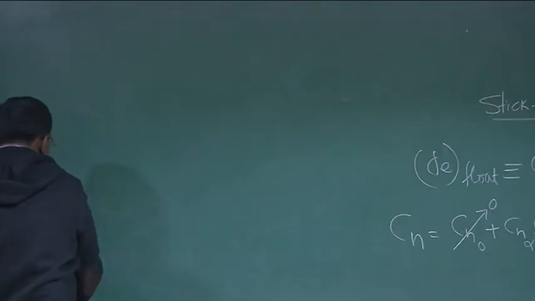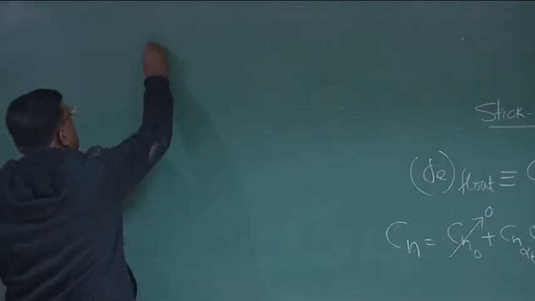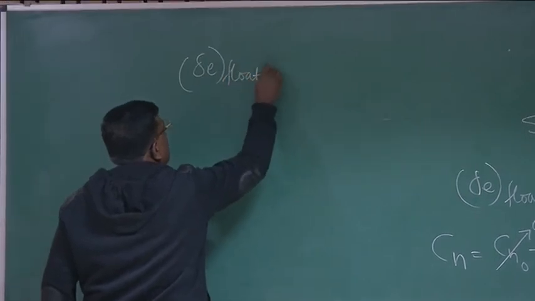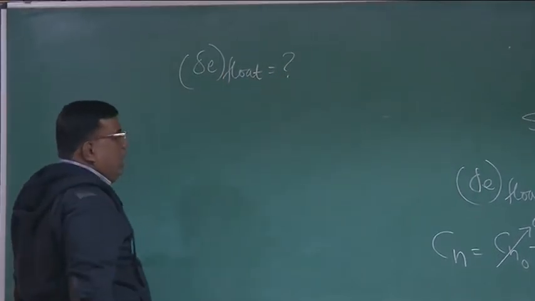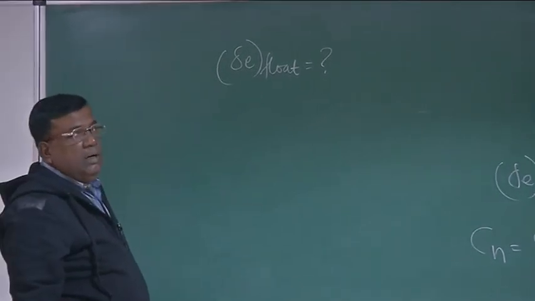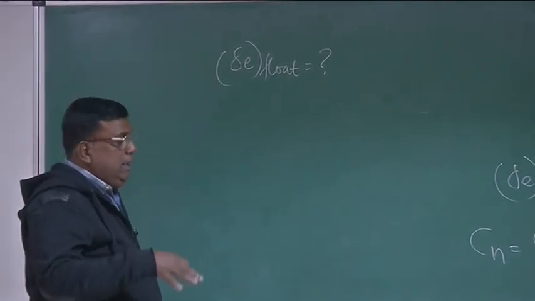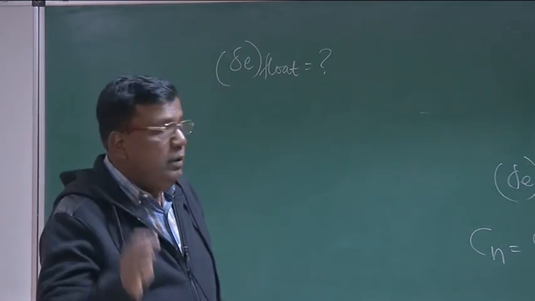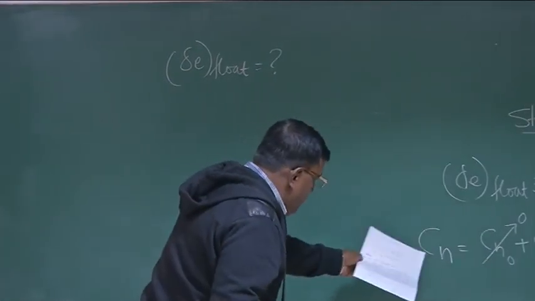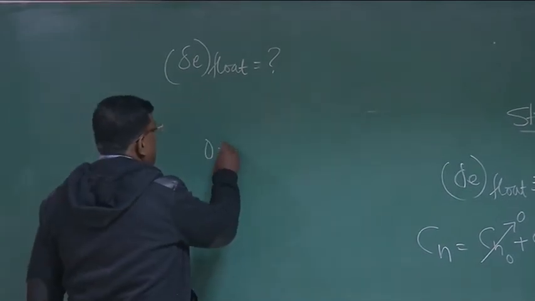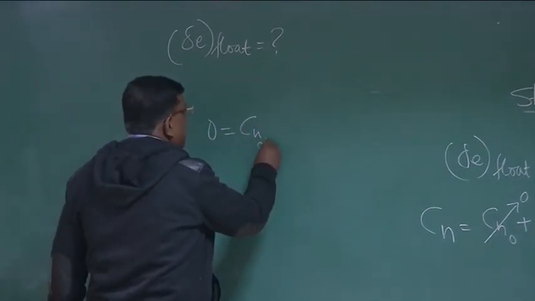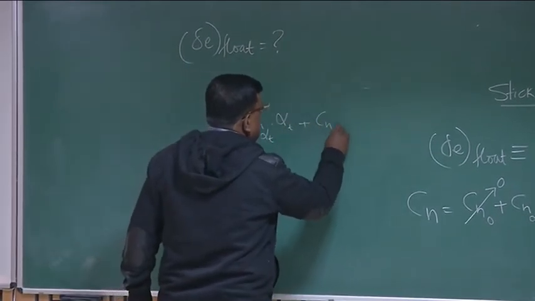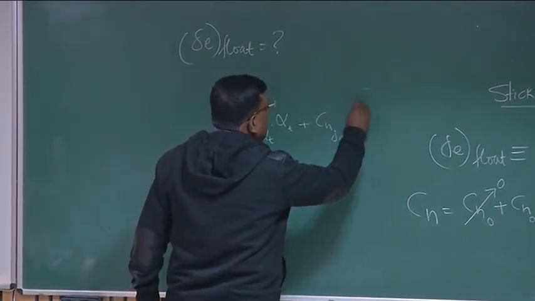Okay? So now see, how do I find out delta E float? We have understood by applying our common sense that the elevator will float till the time when CH is 0. So now I put CH equal to 0 here. So 0 equals CH alpha t into alpha t plus CH delta E into delta E, and I write here float.